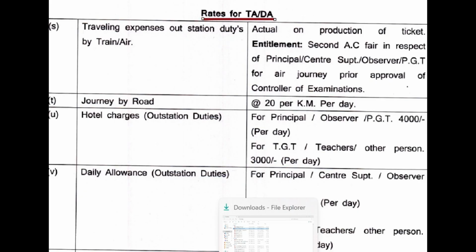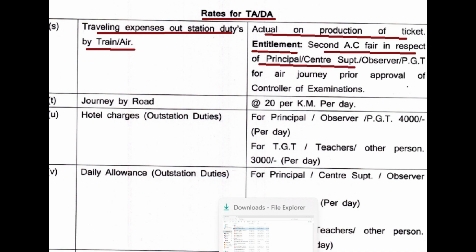Rates for TADA: traveling expenses for outstation duties by train or air, actual on production of ticket. Entitlement is second AC fare in respect of principal or central superintendent or observer or PGT. For air journey, prior approval of the Controller of Examinations is required. If the journey is by road, at the rate of 20 per kilometer per day.